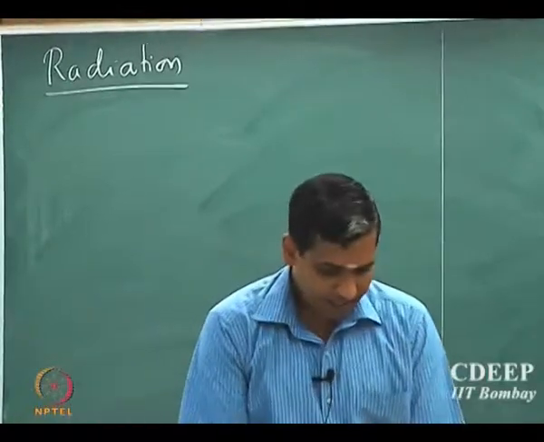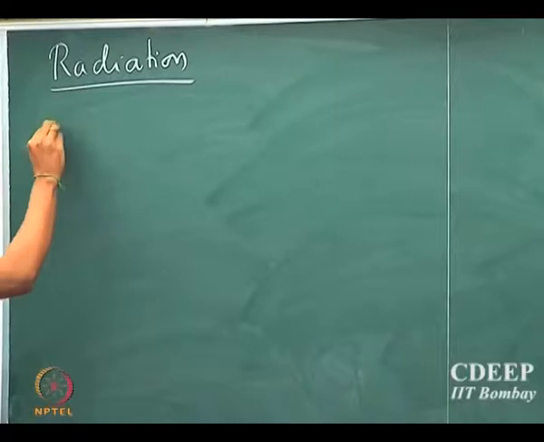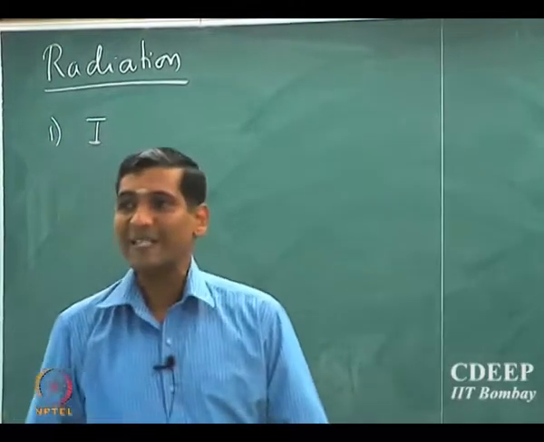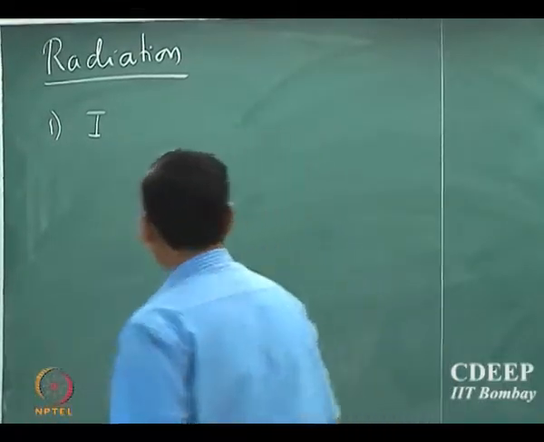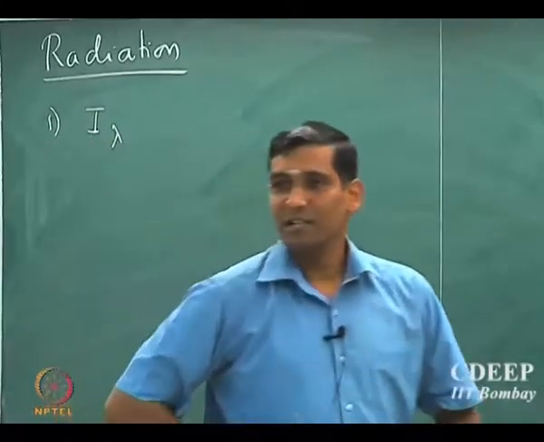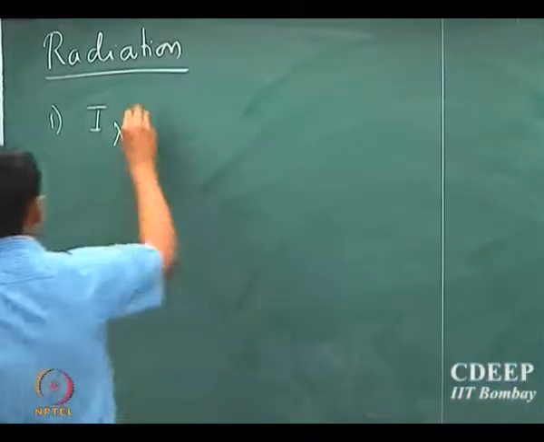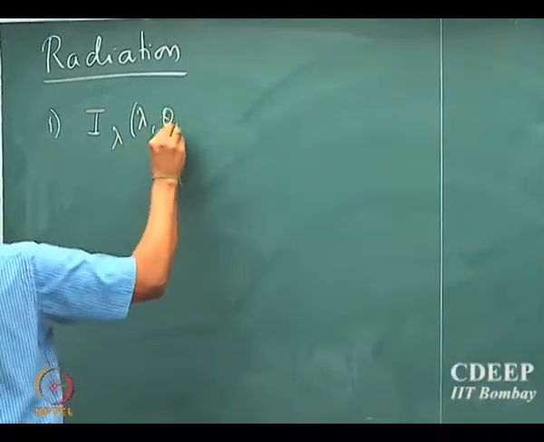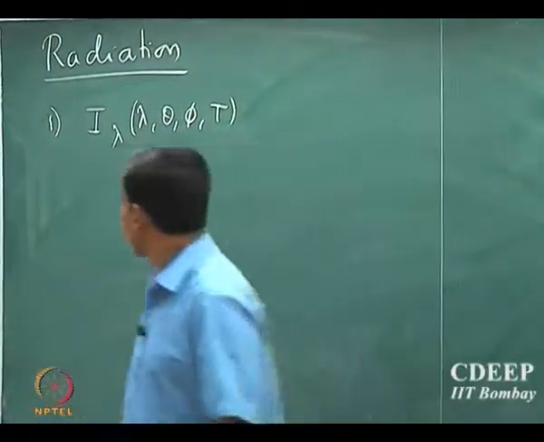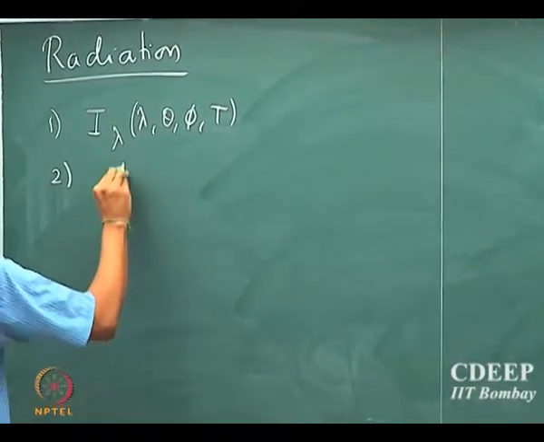So, just a little recap for the next 5 minutes. The first thing is that we define intensity of radiation. Okay, so we define intensity, which is going to be a function of the wavelength at which the emission or irradiation occurs, and of course it's going to be a function of the position and temperature.